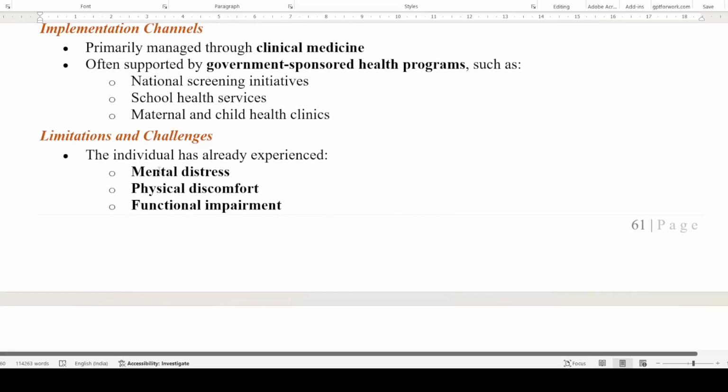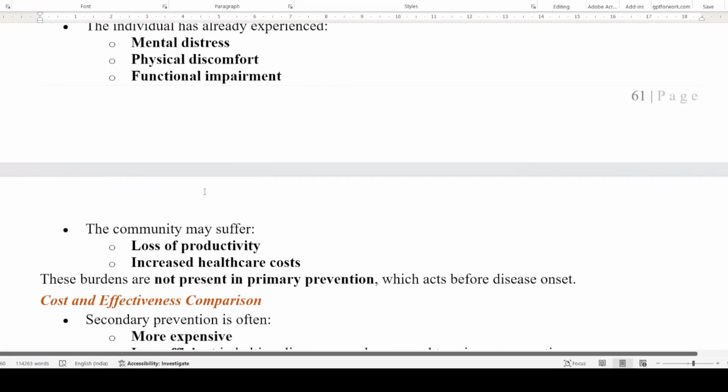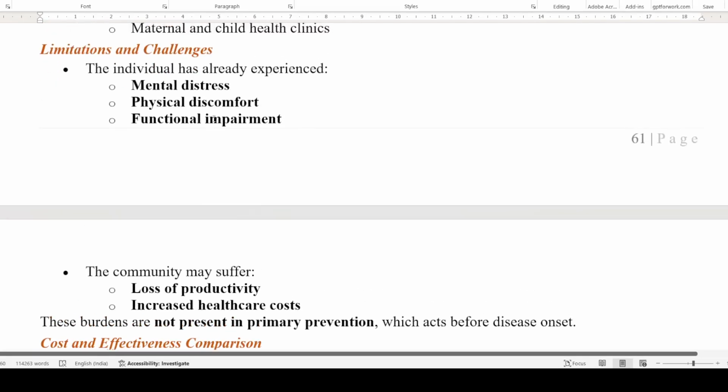The limitations and challenges are that the individual always experiences mental distress, physical discomfort, and functional impairment. It is a very big challenge to move a person from an unhealthy lifestyle to a healthy lifestyle, from having mental distress, stress, and trauma in their life, and motivating them so that they become happy. The community may suffer loss of productivity and increased healthcare costs, and these are a burden when the disease progresses to complications.